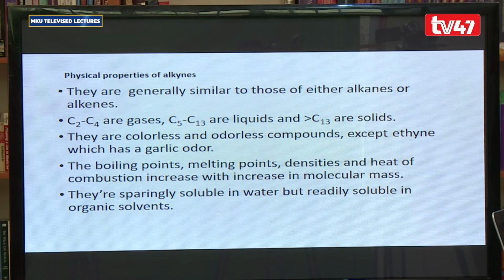Though their melting and boiling points can be related to those of alkanes. Carbon 1 to carbon 4 are gases, carbon 5 to 13 are liquids at room temperature, and carbon 13 and over are solids, meaning that they are solidifying at lower carbon numbers. Just like alkenes and alkanes, they have lower densities compared to water, due, of course, to weaker intermolecular bonds.